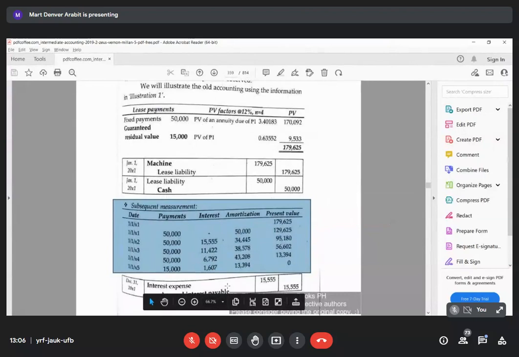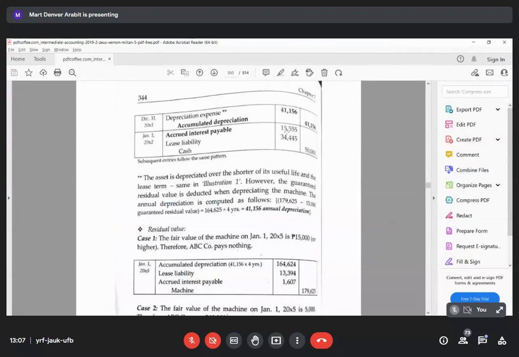Accrued interest payable if it is not paid, but cash if it is already paid. And depreciation expense is 41,156. So again, the asset is still depreciated over the shorter of useful life and lease term since there's no conveyance of ownership. However, the guaranteed R&D is deducted when depreciating the machine. Why? Because this guaranteed residual value is guaranteed to be reverted back to the lessor. Okay? That is the difference from the old to the new standard.